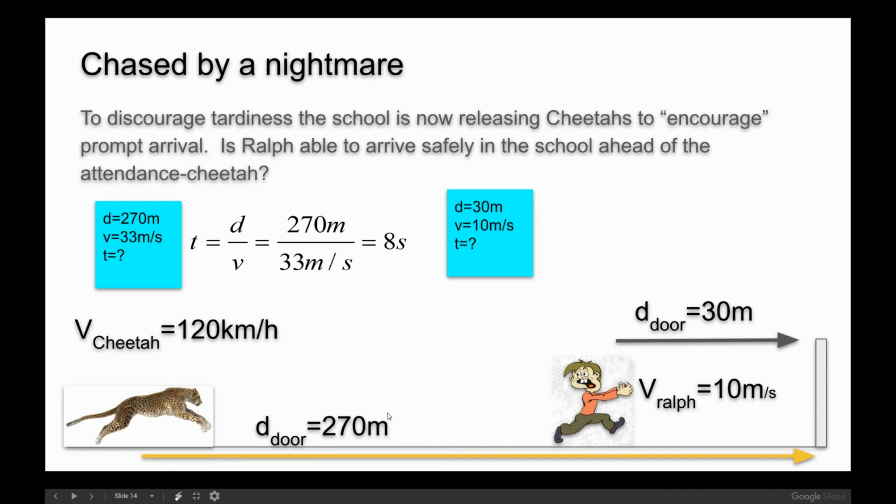270 meters to the door is actually accurate for ODSS. There's a little copse of trees at the back of the property, which is 270 meters from the door. And so the cheetah makes it out, and he's encouraging the boy to reach the classroom. The kid has 30 meters to go till he's at the door. He can run at 10 meters a second. The cheetah can run 120 kilometers an hour, but it's at 270 meters from the door.